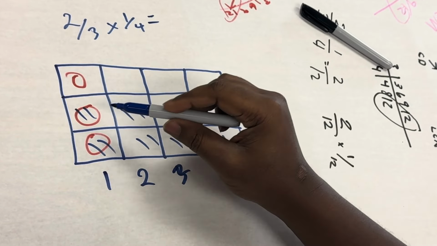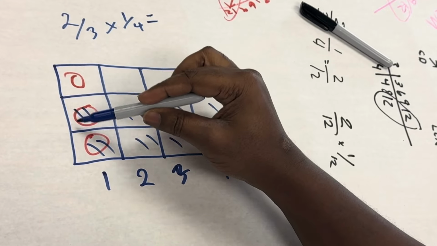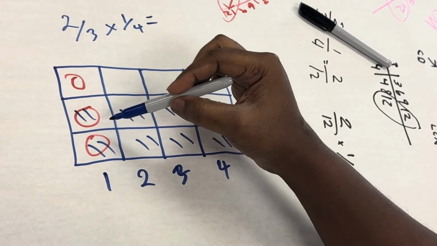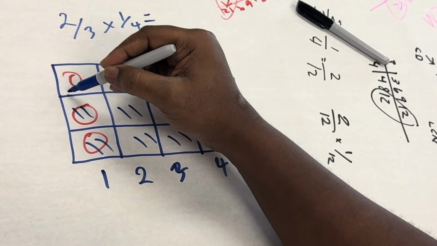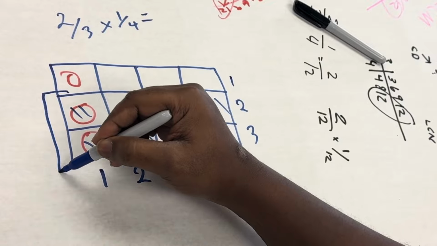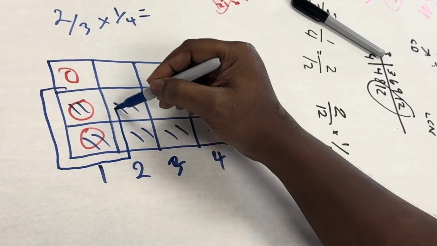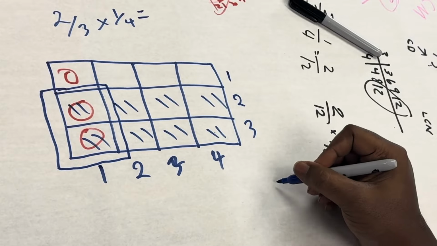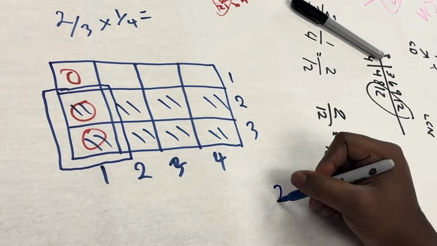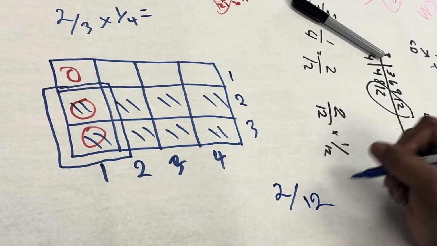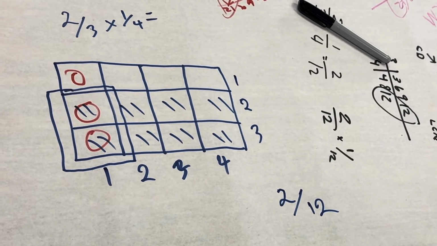2/3, 1/4. It'll be the part where the 2 sections, or what's the word I'm looking for? Overlap, yeah. Yep. And so now we have 2 out of 12 would be the answer.